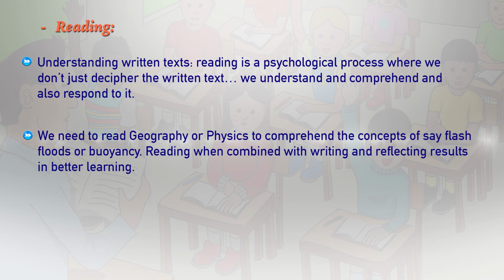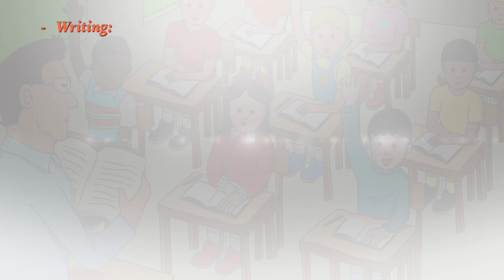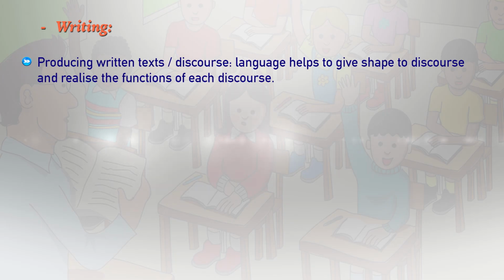We need to read geography or physics to comprehend the concepts of, say, flash floods or buoyancy. So when reading is combined with writing and reflecting, it results in better learning. Many times, the difficulty in solving word problems in mathematics has to do with inadequate reading comprehension. The fourth human activity is writing, where we produce written texts or a discourse.